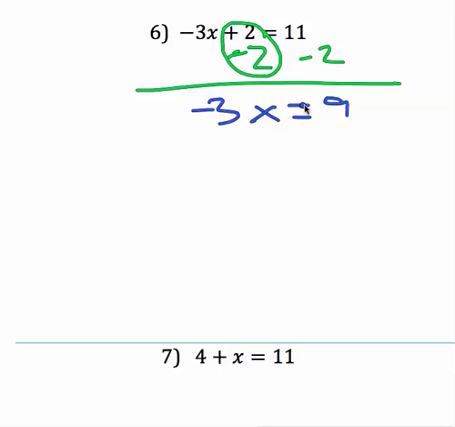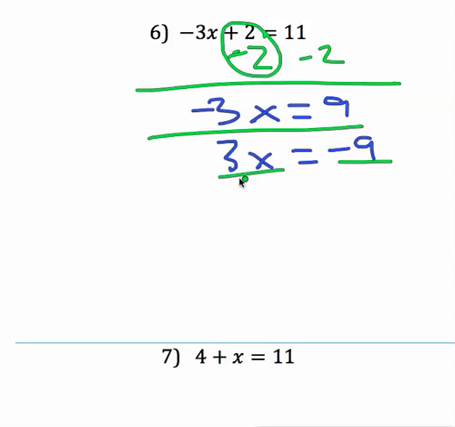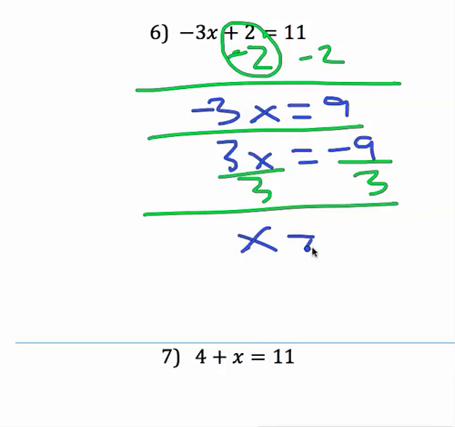Now I don't want this negative 3x, so I'm going to change the sign of both sides. I have 3x equals negative 9. I want to know what 1x is, so I'm going to divide both sides by 3. I end up with x equals negative 3.